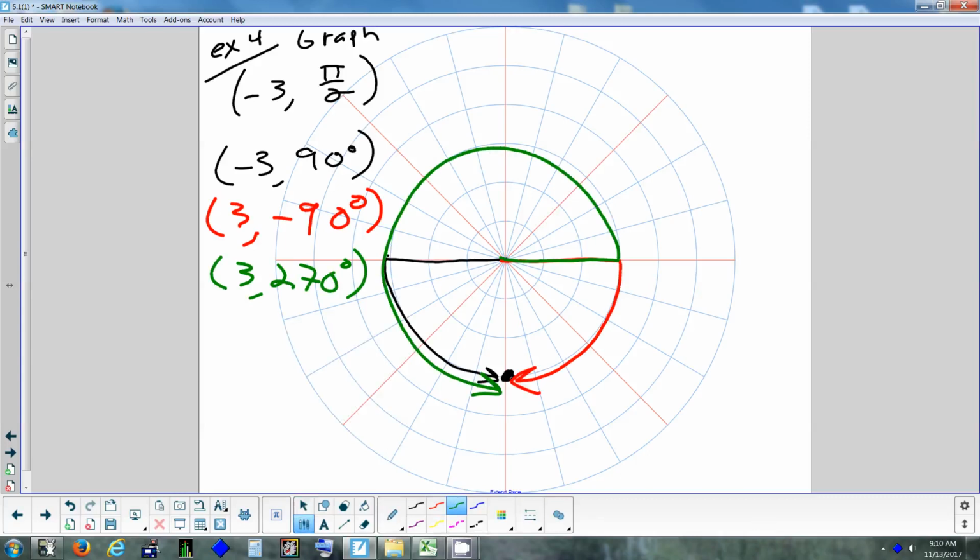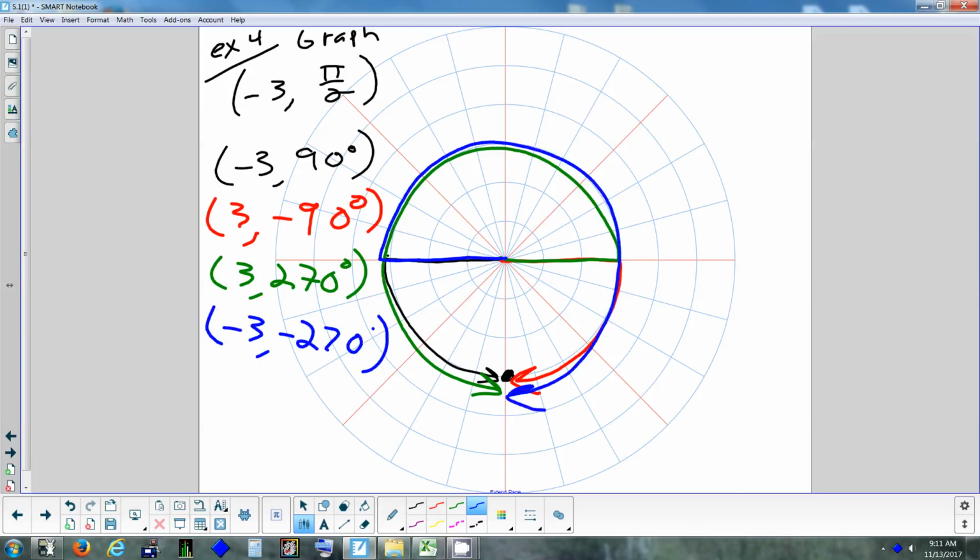And there's one more. I think they know the last way. Yeah. Negative 3, negative 270. Yep. So we have negative 3, negative 270. So that's left 3, negative 270. So the idea there is there's 4 basic ways to get to every point in polar. Right? Both with positives, both with negatives, and then one of each. Negative, positive, positive, negative.